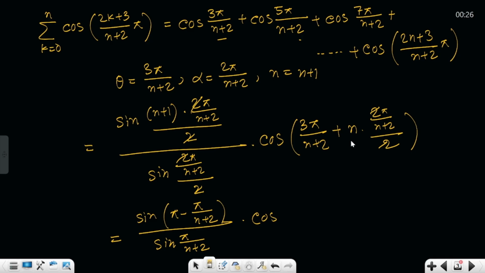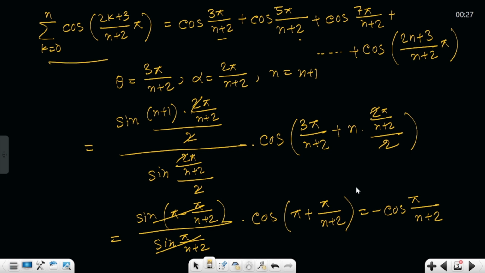Okay, into cos of, now here it is 3 pi upon n plus 2 plus n pi upon n plus 2. So that is actually n plus 3 whole into pi upon n plus 2. So you can write that as pi plus pi upon n plus 2. Okay. So now sine pi minus theta is equal to sine theta. So here sine pi minus pi upon n plus 2 will be equal to sine pi upon n plus 2. So this and this term will be cancelled out. And cos pi plus theta is equal to minus cos theta, right? So this will be minus cos pi upon n plus 2. So we simplified the first one, okay? Which we will put in this place. Clear?